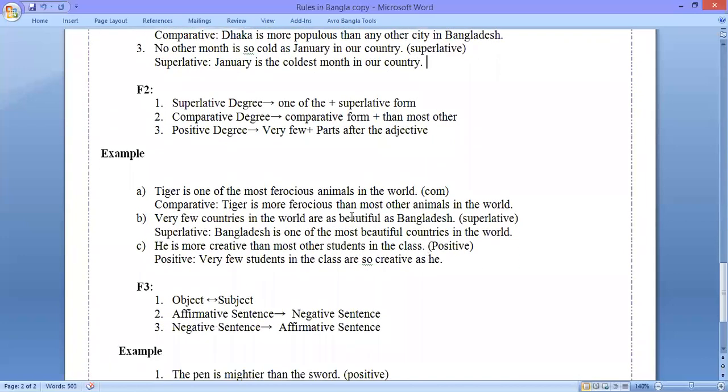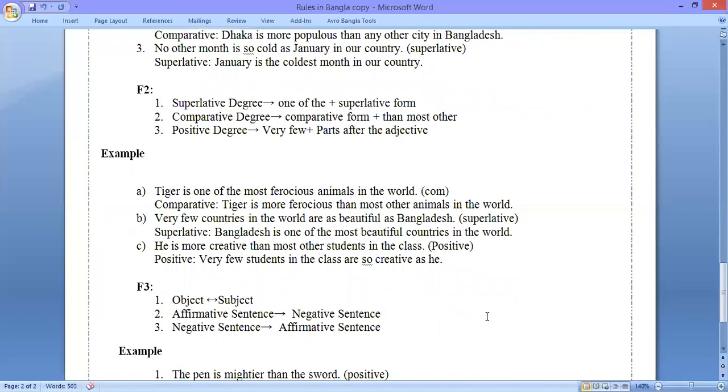So if I give some examples, it will be clear to you. The first example is: Tiger is one of the most ferocious animals in the world. In this sentence, we can see there is "one of the", so it has come from formula 2. If you want to make this comparative, we need to use comparative form plus "than most other". So the solution is: Tiger is more ferocious than most other animals in the world.